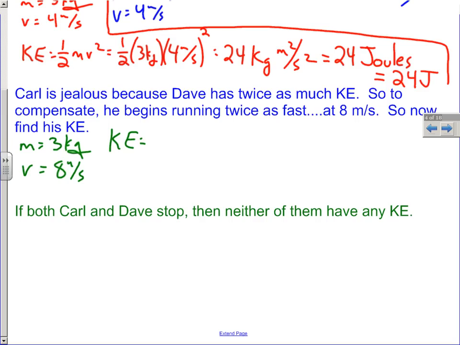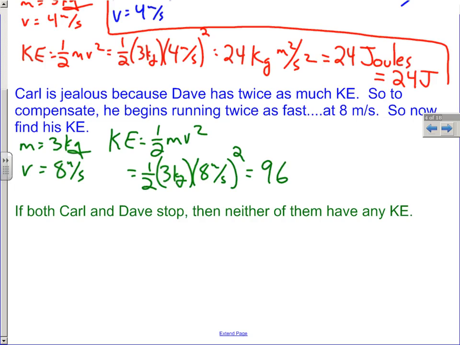And we're going to find his kinetic energy. So let's see what happens. Hopefully we'll have twice the velocity, we'll get twice the kinetic energy, right? So here we go. Half of the mass times the velocity squared. Let's plug in our numbers. Mass is 3 kilograms. Velocity is 8 meters a second. Don't forget to square it. So let's see, 8 squared would be 64 times 1.5 gives us 96 joules.